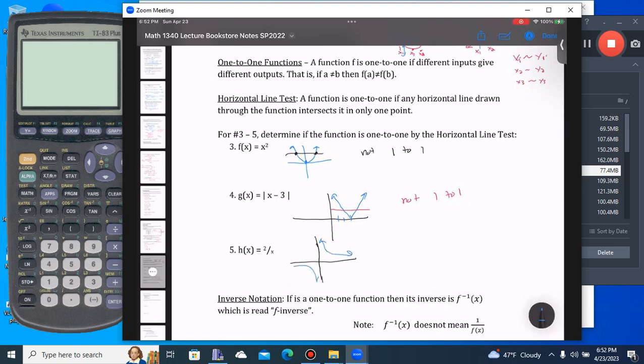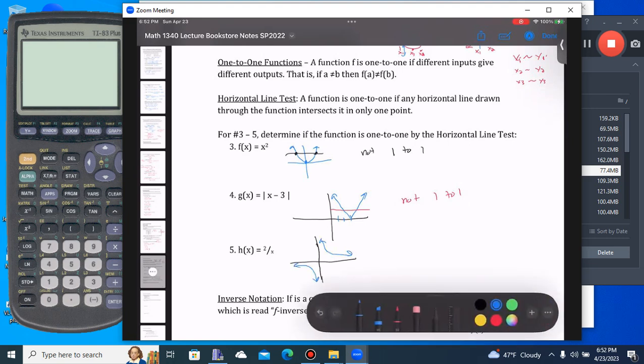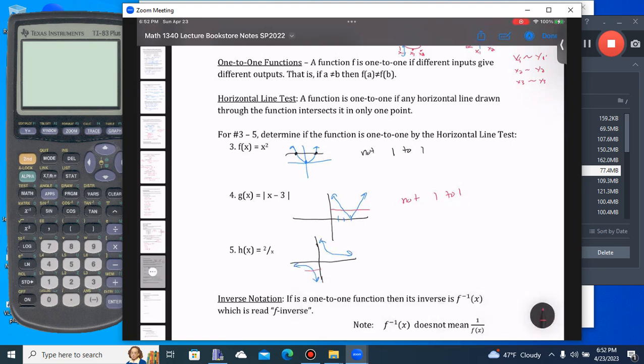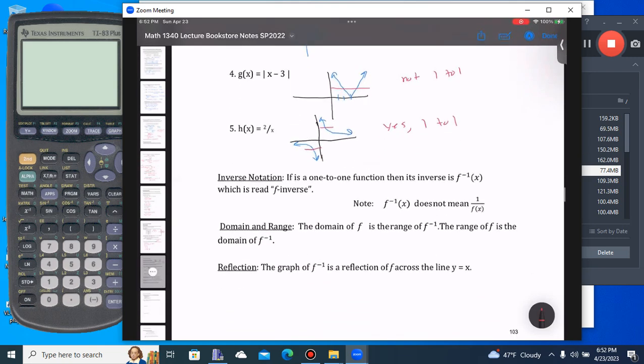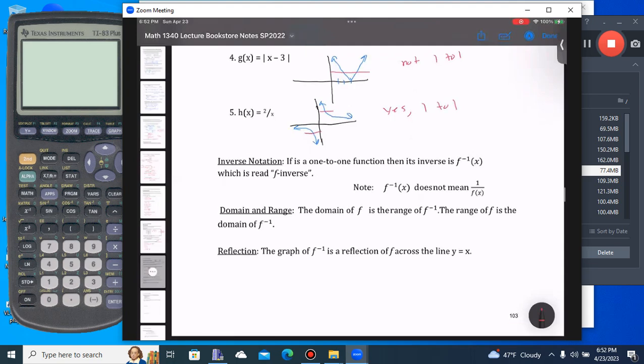No horizontal line will pass 2 points. So this is, yes, one-to-one. Right, so what does that mean? Well, if your function's one-to-one, then both the function and its inverse are functions. So, in other words, your inverse also passes the vertical line test.